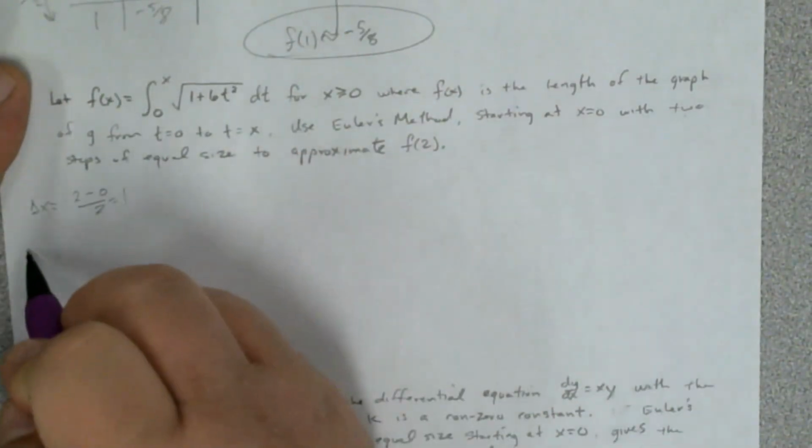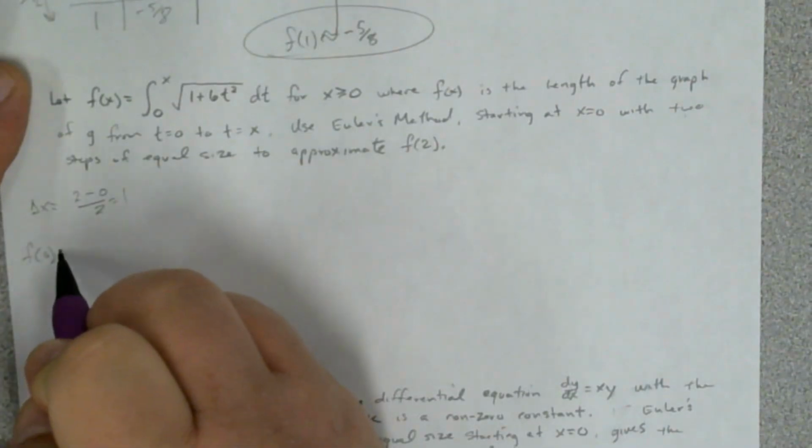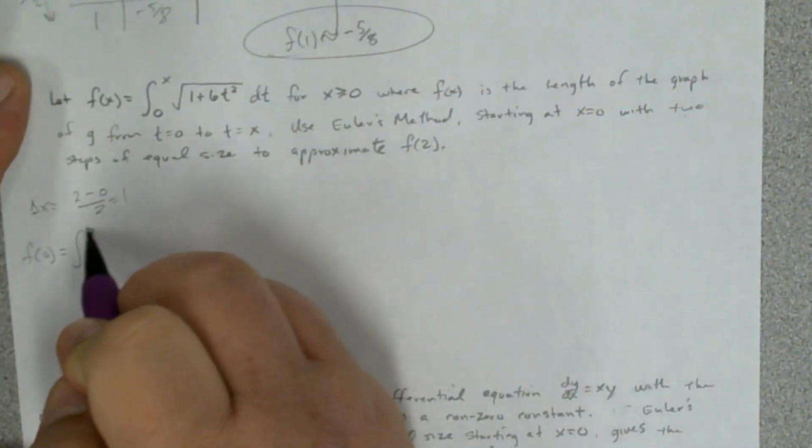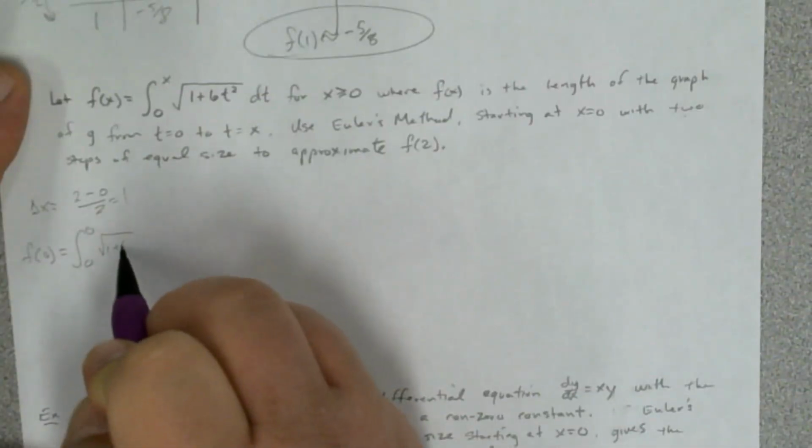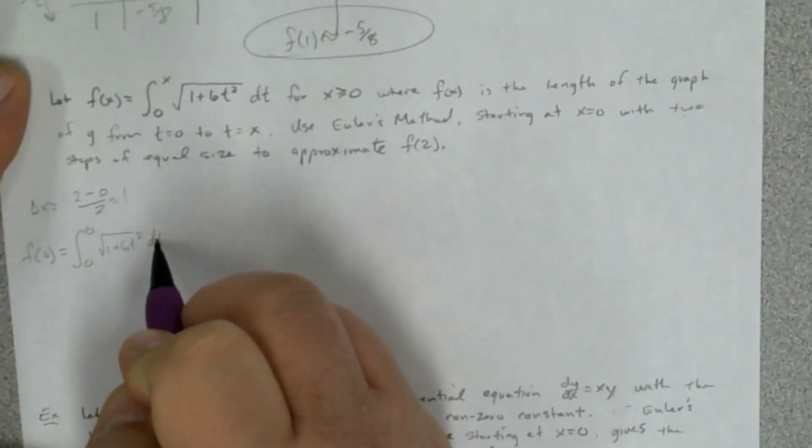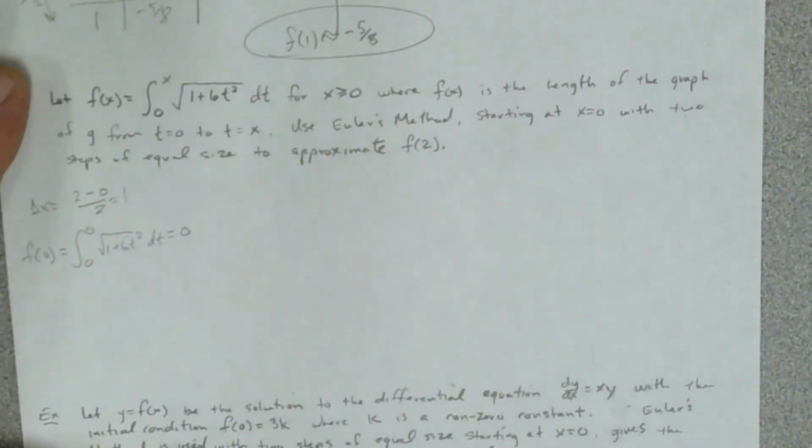So what is f of 0? Well, that's the integral from 0 to 0 of this quantity, and we know that's going to be 0.